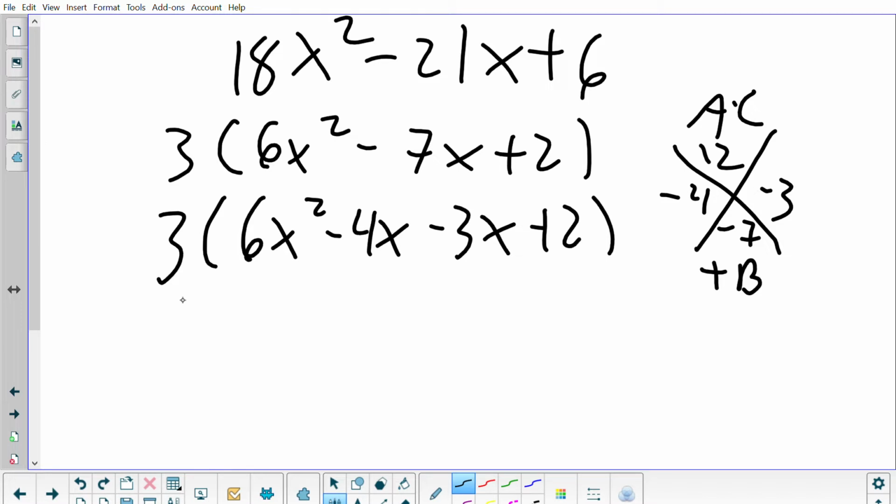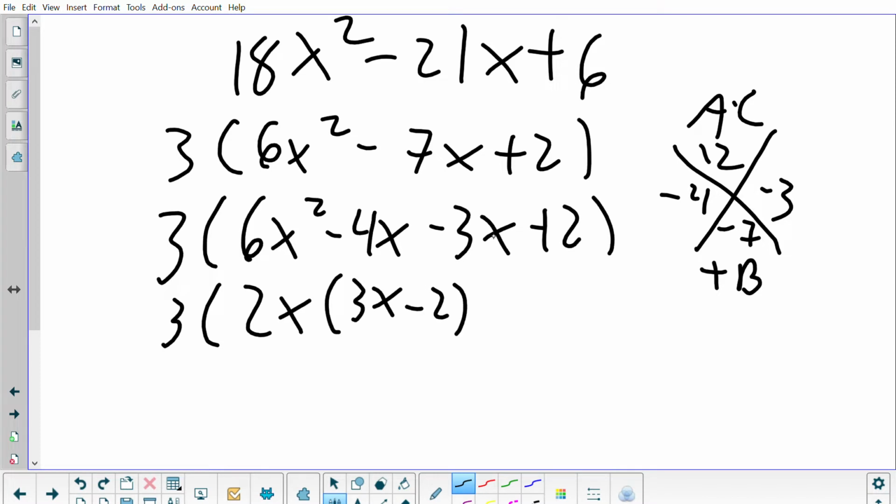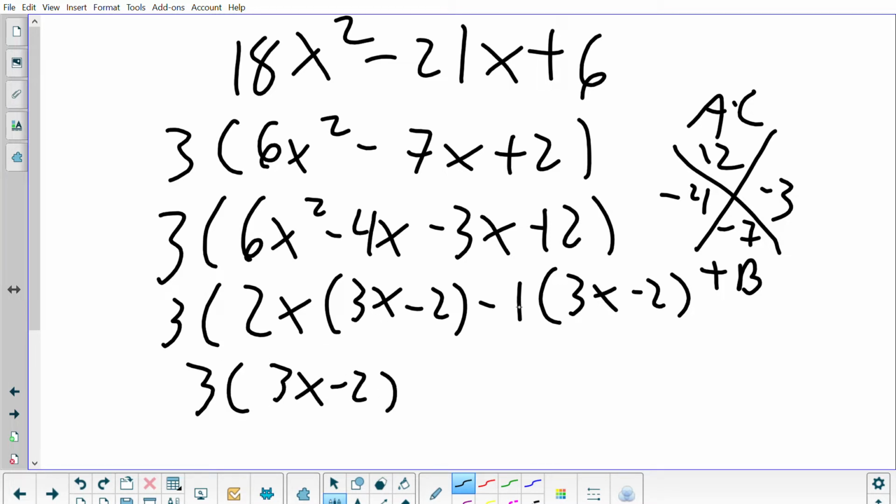These two, what do they have in common? Is a 2x. So I'd be left with 3x minus 2. What do these have in common? Nothing, but I need to match this. So I'm going to do -1. So then I have 3x minus 2, because negative times negative gets me back to a positive. Twins, misfits.